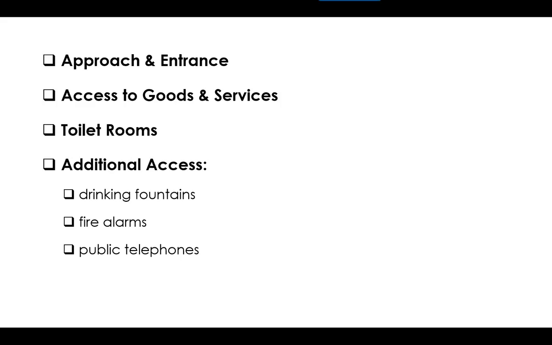The 4th area is kind of a catch-all of additional access issues, things like your drinking fountains, fire alarms, and the old school days when we had public telephones in libraries. Obviously, you probably still have a telephone that someone should have access to and not have to climb over your book sale donations to get to. So it just gives you an opportunity to holistically think about your building, maybe through the eyes of someone who's different from you.